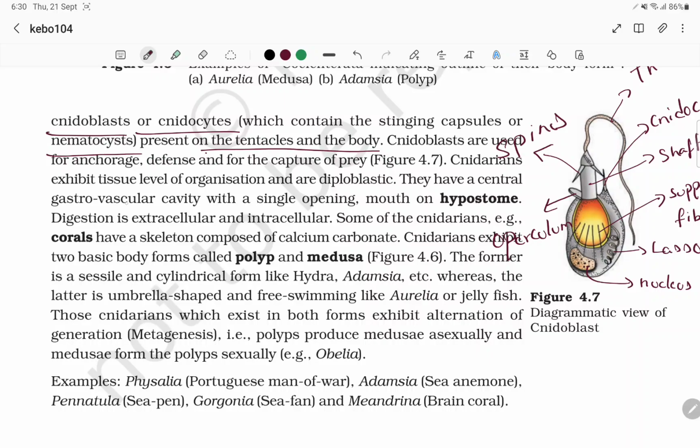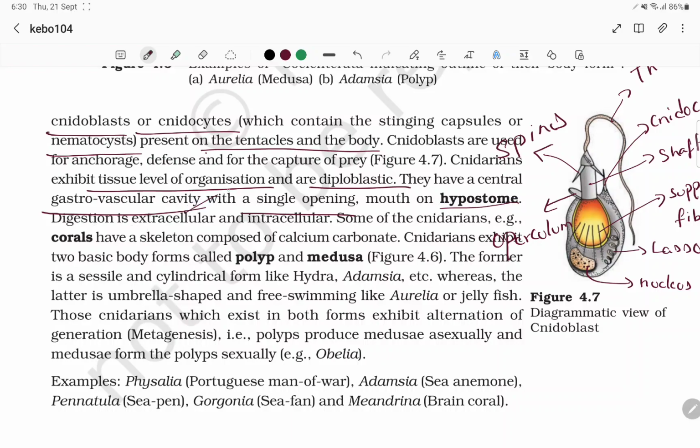Cnidarians exhibit tissue level of organization, and these are diploblastic, having only two germ layers, ectoderm as well as endoderm. In the middle we have mesoglea, but it is acellular in nature. We have a central gastrovascular cavity. Because of that we call it Coelenterata. The central gastrovascular cavity is none other than the coelenteron, which has only a single opening, the mouth. That itself will act as a mouth, and that itself will act as an anus. The mouth is present on the hypostome.